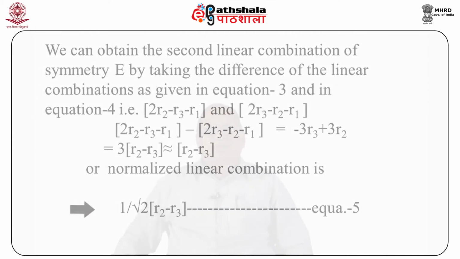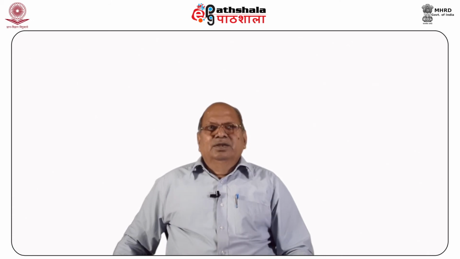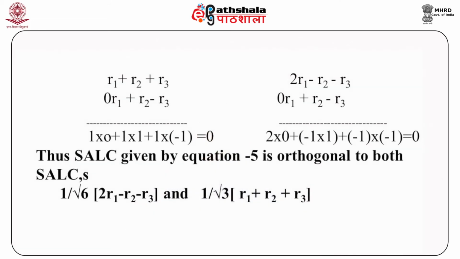Now, let us check the orthogonality of the SALC given by equation 5 with the other SALCs given by equation 1 and 2. If you take equation 1 and equation 5, we have to write down R1 plus R2 plus R3, and then we have to write down R2 minus R3.